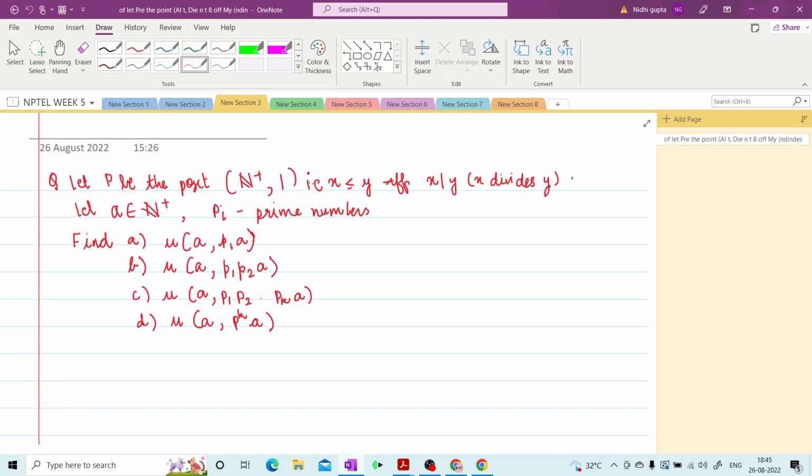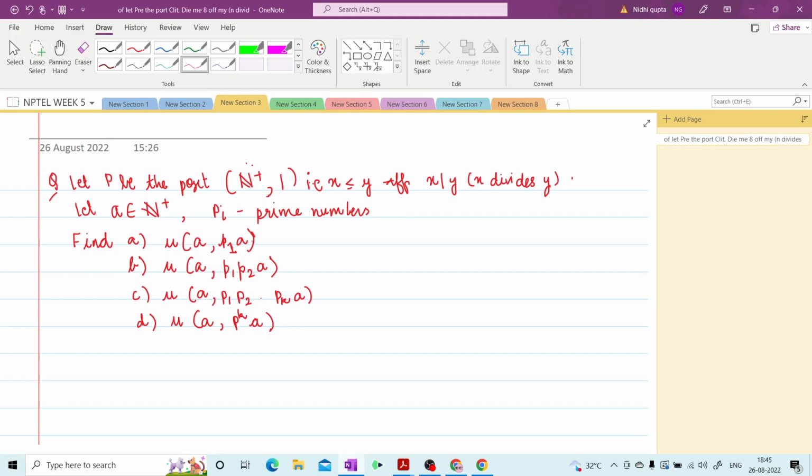Yeah. So I have one question on these Mobius functions. So this is the question. We have P, a partially ordered set, where our set is the positive natural numbers and the partial order relation is that x is less than or equal to y if and only if x divides y, or x is a factor of y. So you are familiar with this poset? Yeah, poset I have read.